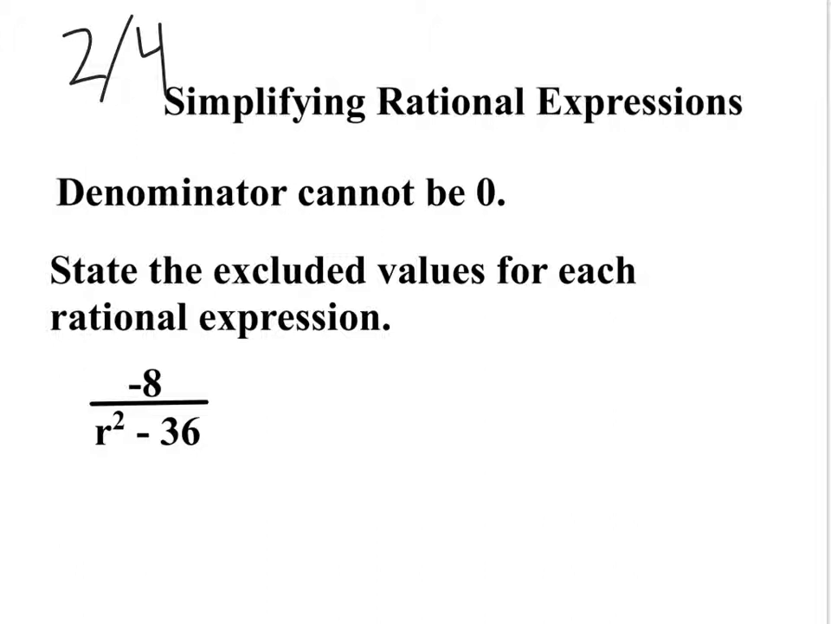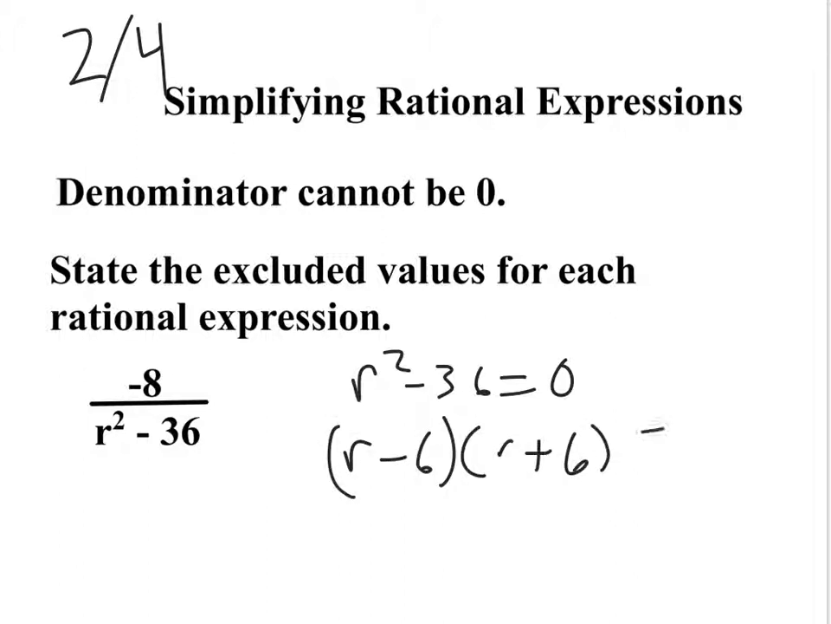Meaning, if r was to be this number, you would get 0 on bottom, and you don't want 0 on bottom. Alright? So for a problem like this, you get negative 8 over r squared minus 36. What I want to do is set r squared minus 36 equal to 0, because I want to find what r cannot be. You could do it a couple different ways. You could just factor this, since you know this is a difference of squares. So you know it's r minus 6 times r plus 6, which is equal to 0.